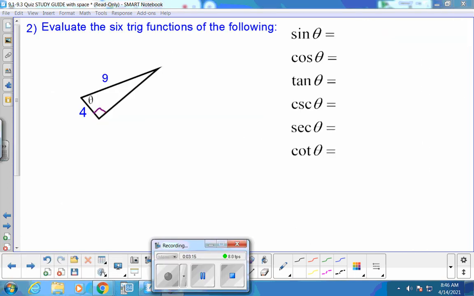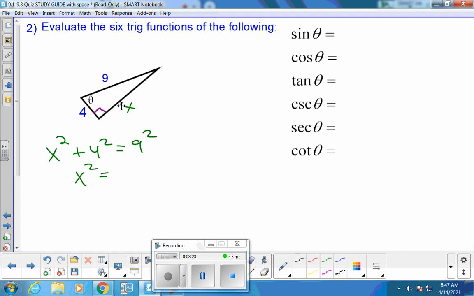Hello, people on the video. We have to do a little Pythagorean theorem to get what x is. So x squared plus 4 squared is 9 squared. That gives me x squared is 65. And then 65 does not reduce. So we're kind of in luck. We don't have to do any more work there.